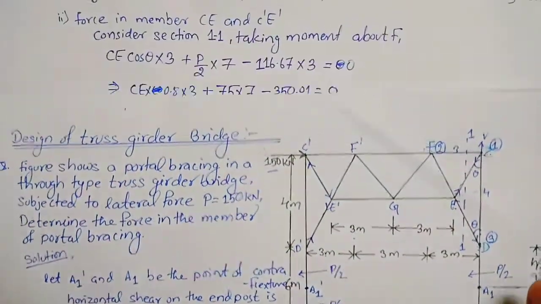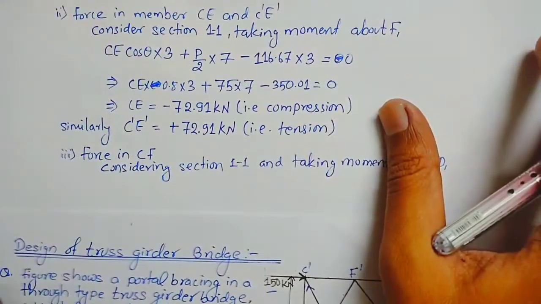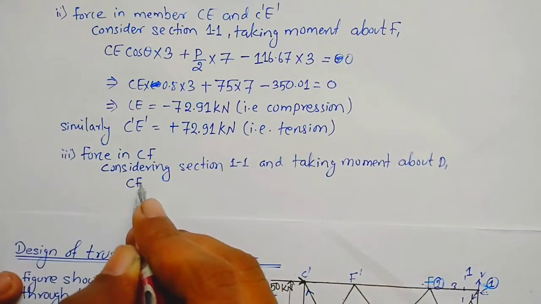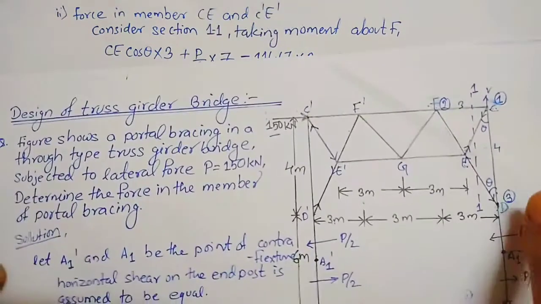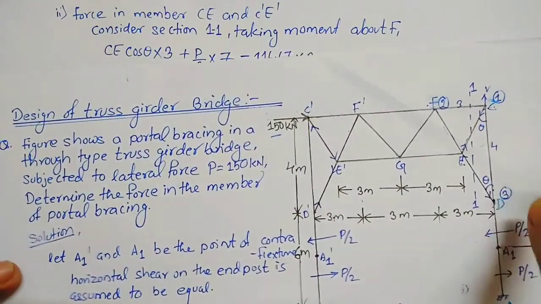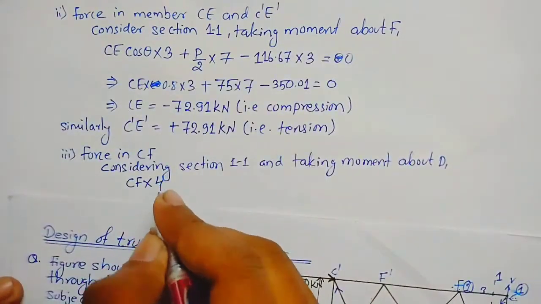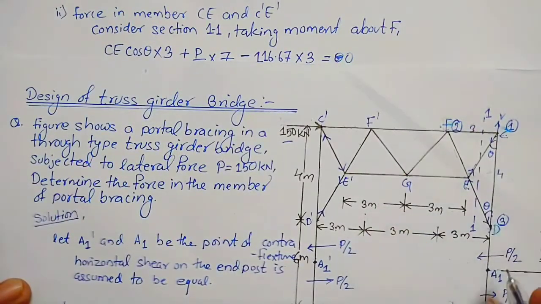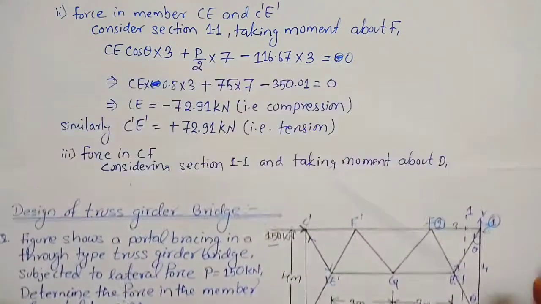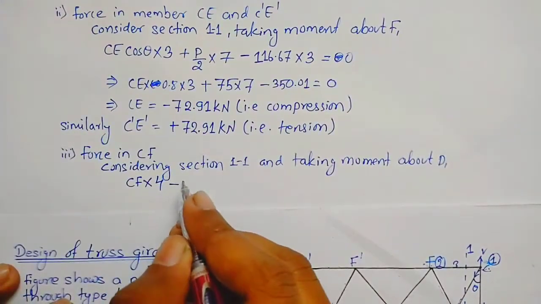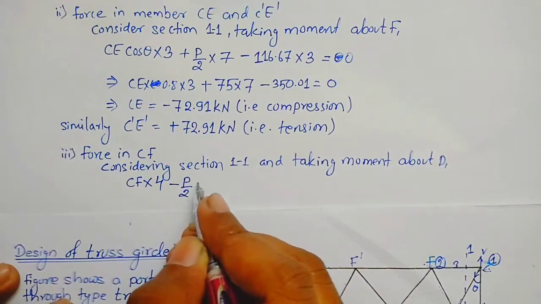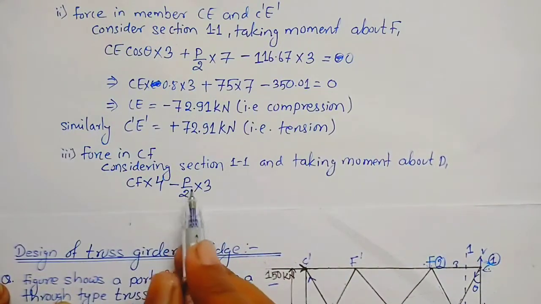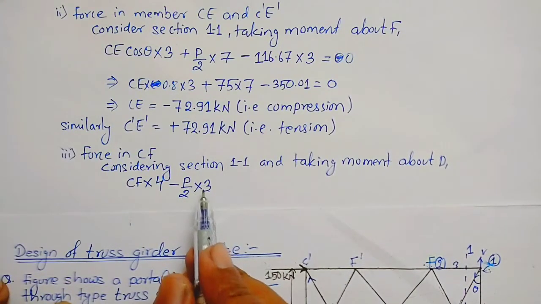So what we can write here, if we are considering the horizontal component of the force CE, then CF times 4, since the force CF is at 4 meter from this point D. CF is taking clockwise direction and P by 2 is taking anti-clockwise, so P by 2 will be multiplied by 3 meter and will take a negative sign, so minus P by 2 times 3 meter, because the point of contraflexure is at 3 meter from the joint D.